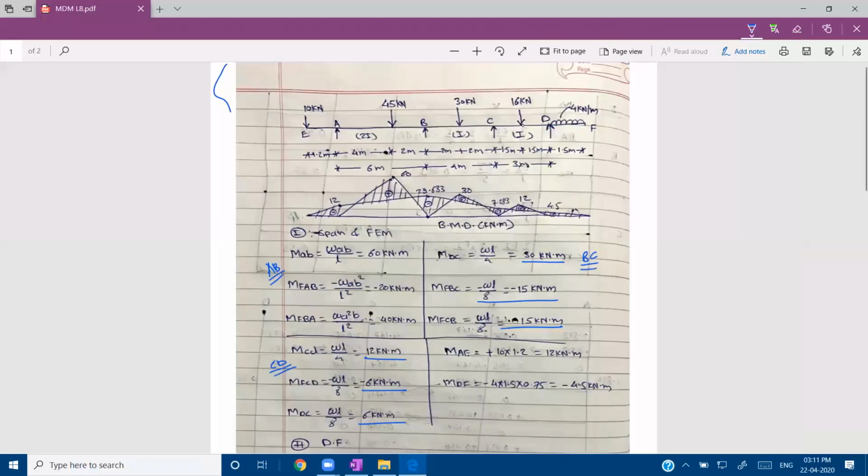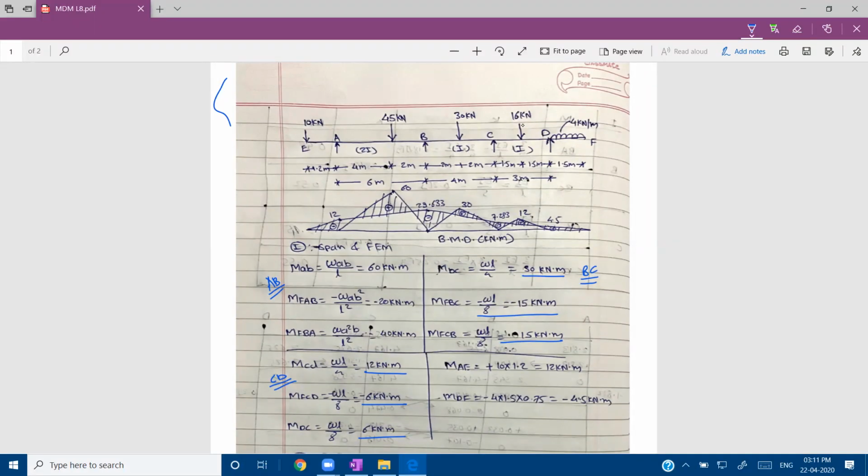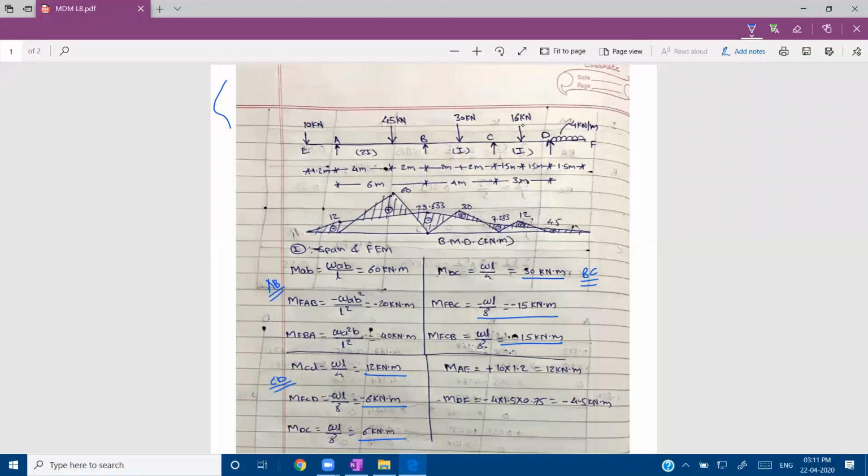Now the next important part is the moments of the overhangs. As I have said in earlier lectures, the overhang moment for the right hand side overhang will always be negative, and for the left hand side overhang will always be positive. Why? Because if you observe, for this overhang AE, the moment is acting in anti-clockwise direction. To resist this external moment, the restoring moment will act in clockwise direction, and these signs should be given for the restoring moment. That's why the left hand side overhang is always taken as positive.